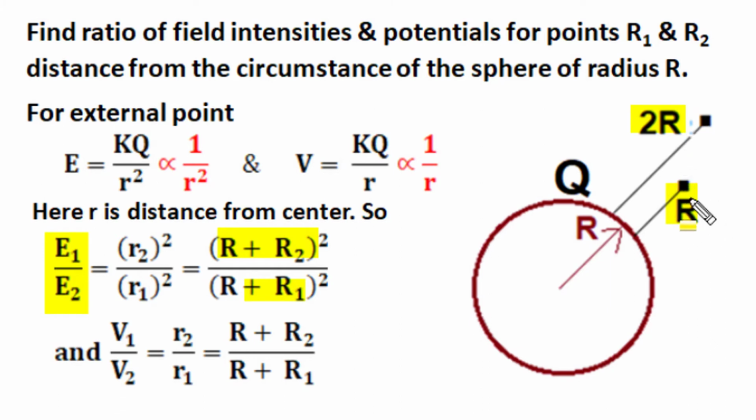And for these distances r and 2r from the surface, the distance from the center is 2r and 3r, and as per the inverse square relationship, electric field intensity has a ratio of 9:4. And similarly, for potential, with R1 equal to R and R2 equal to 2R, the ratio of first position potential V1 to second position potential V2 is 3:2.